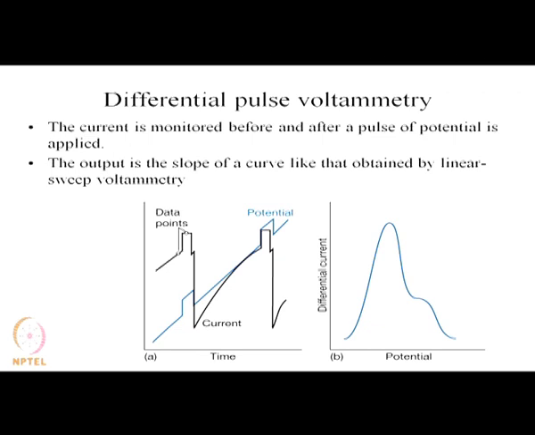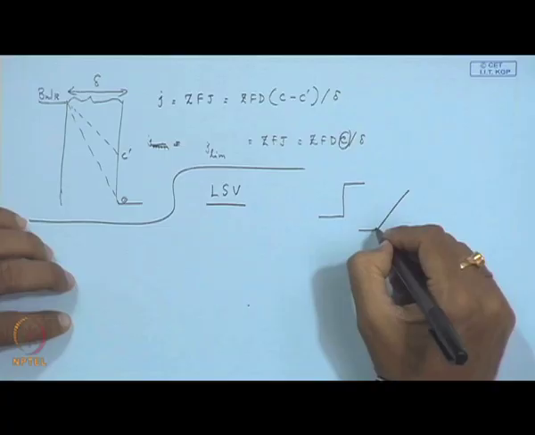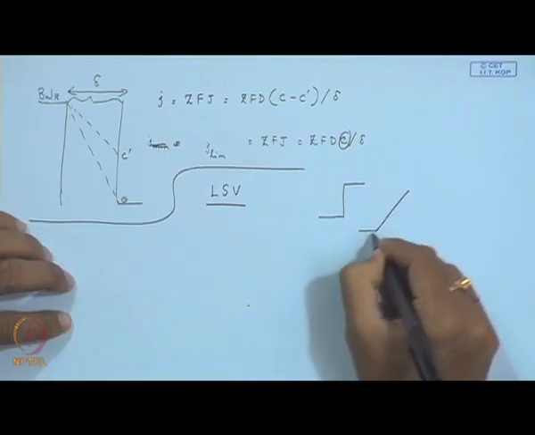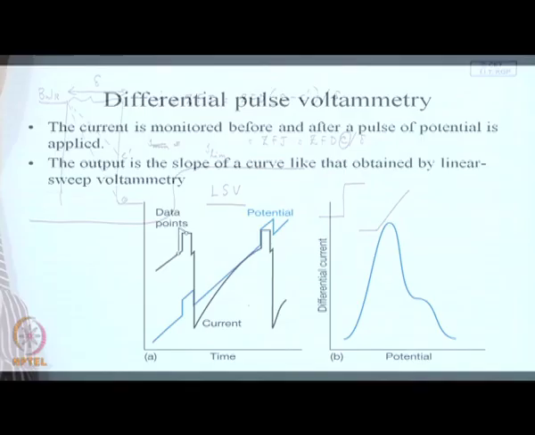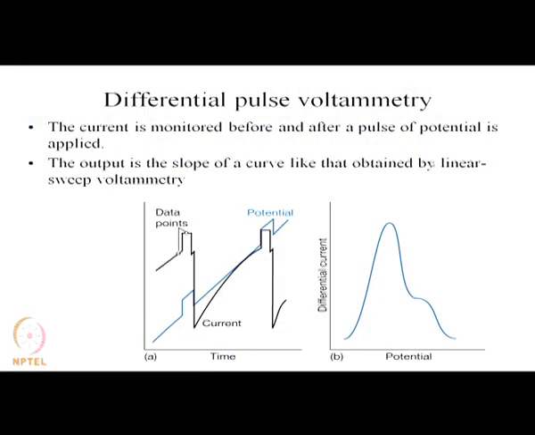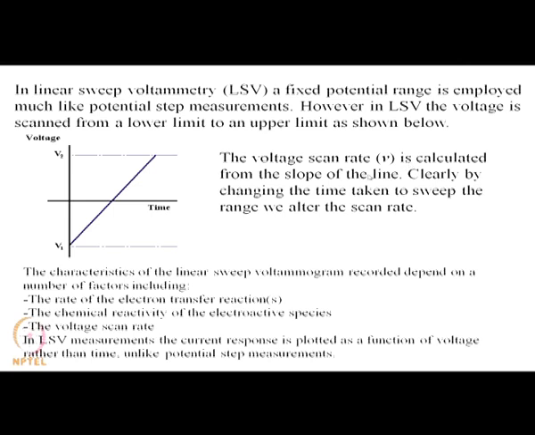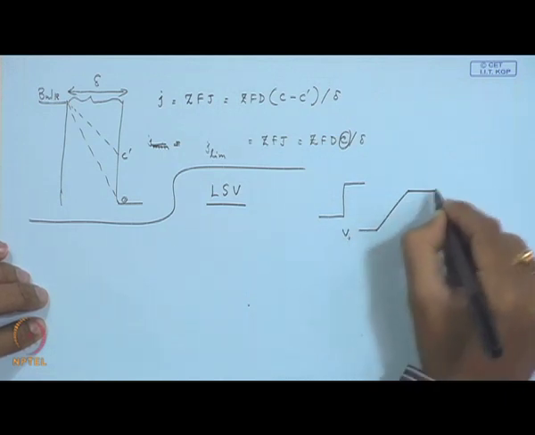Now let us come to linear sweep voltammetry. As I told you, voltage is linearly swept from one value to another for some interval of time. In linear sweep voltammetry, a fixed potential range is employed. So this is your potential range, say V1 and V2.